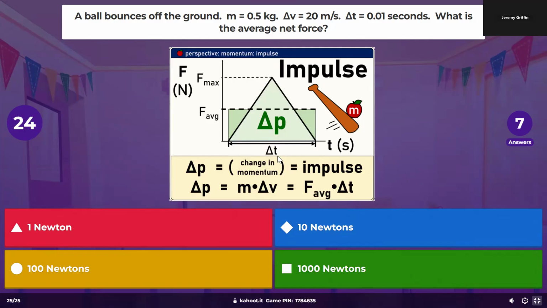Wait 1 second. Actually, what you just typed in your calculator is Newton's second law of motion. Did you just do m times delta v over delta t? Is that F equals ma? So you just did F equals ma. And you got what number?